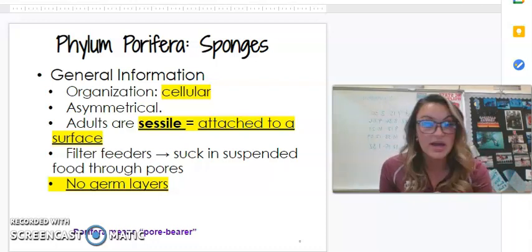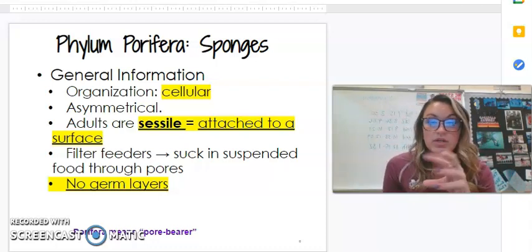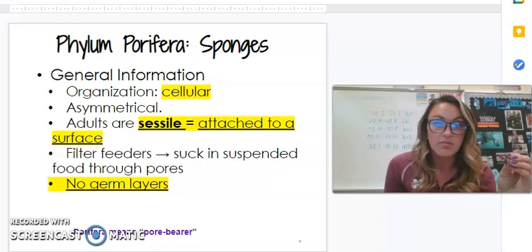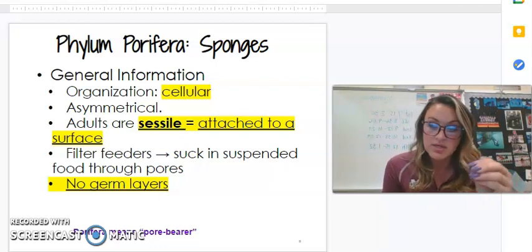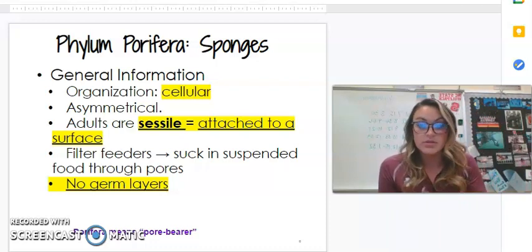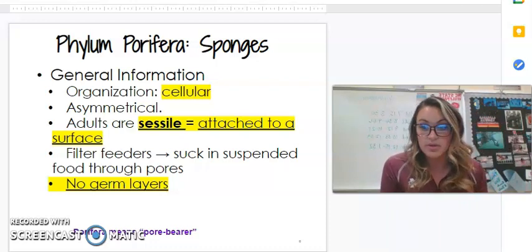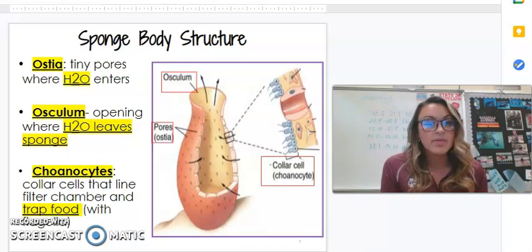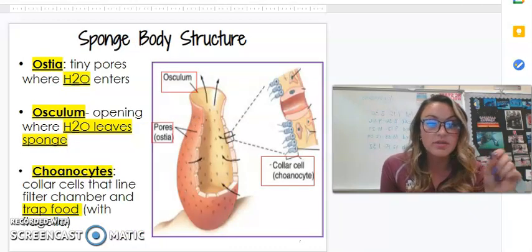Now, sponges do not have germ layers. Germ layers are what develop first when that zygote is formed. But basically, they do not have germ layers because they are organized at that cellular level, so they do not have tissue structure to them. All right, a little bit about this sponge body structure, and you are going to have to label the diagram that's on your set of notes as well.